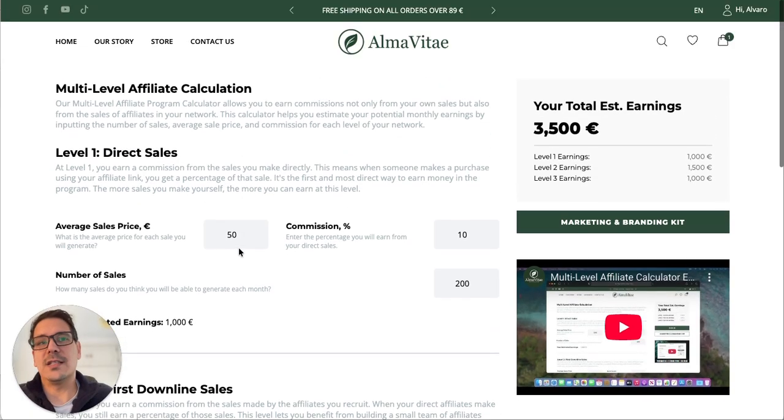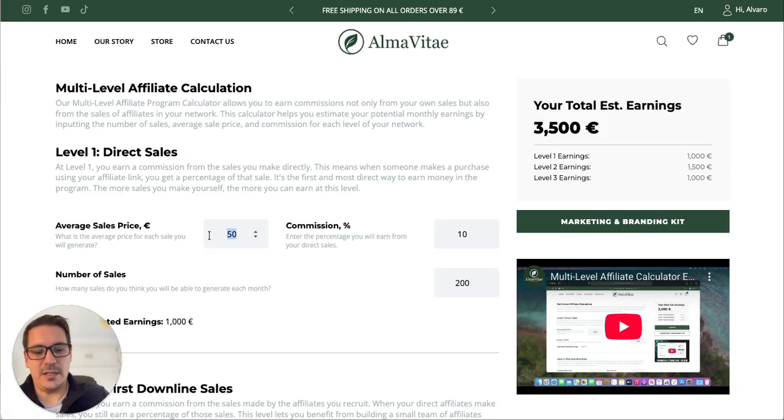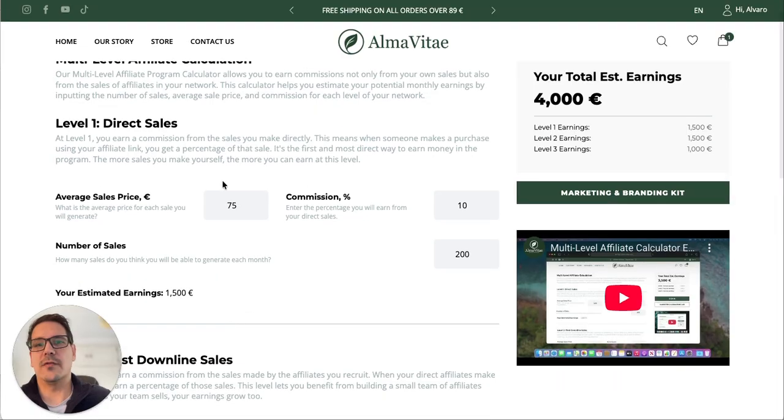In order to make, let's say, 5,000 euros, let's say we have an average sales price of 80 euros, right? Or 75 euros. Let me put it as 75 euros, right? And let's say you would generate 200 sales through 20,000 views, right? Already in this structure, for your commission, you will receive 1,500 euros.